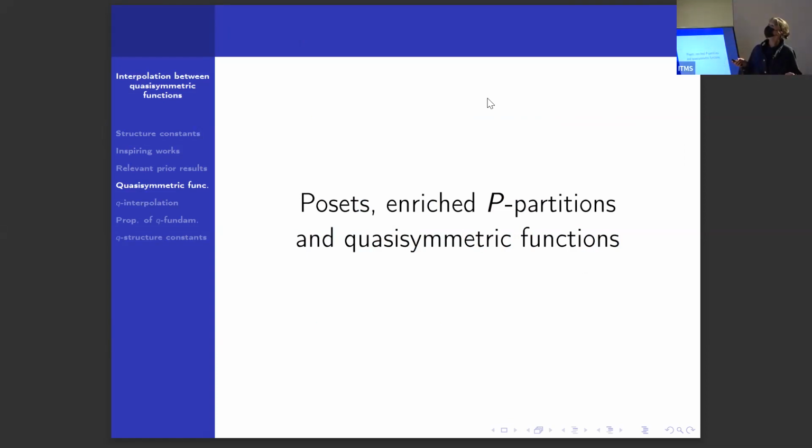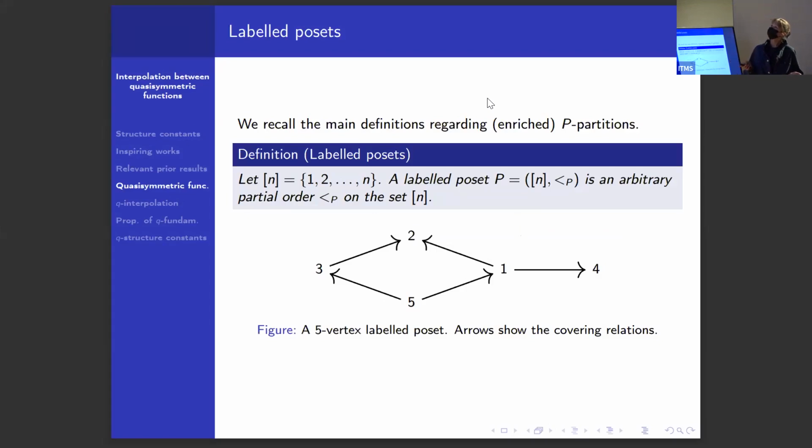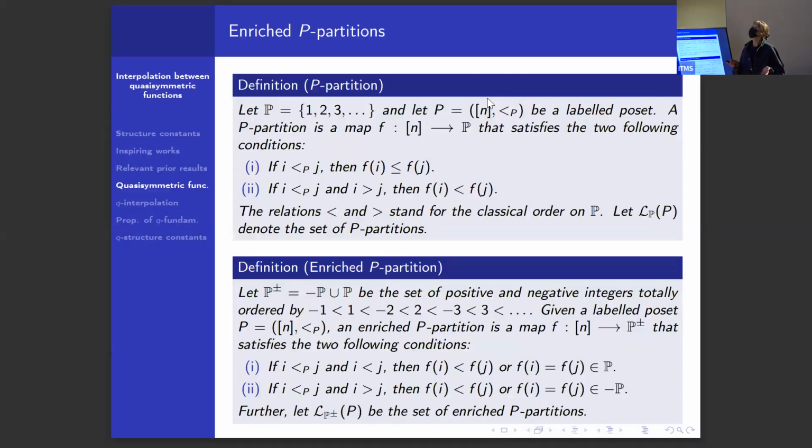So now we need to introduce some definitions. First, we define labeled posets as an arbitrary partial order on the set of labeled vertices. Here you can see an example of such a poset on 5 vertices labeled with integers from 1 to 5, and the arrows showing the covering relations.